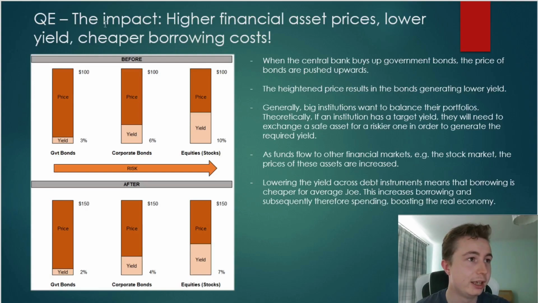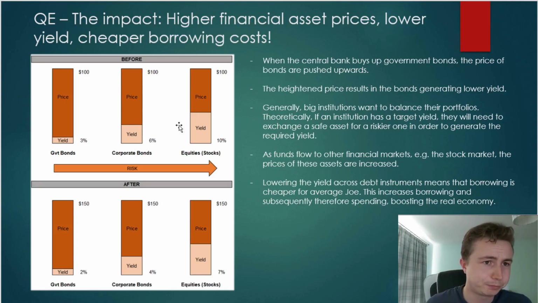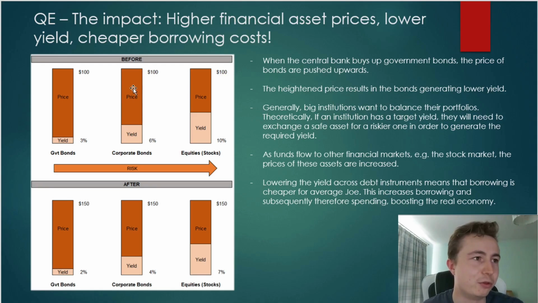So QE, the impact: higher financial asset prices, lower yield, cheaper borrowing costs. And that is a step-by-step domino effect as well, okay? So let's have a little look at this then. We've got this chart here, which is going to be very helpful. And again, what I think is helpful is looking at this before and after diagram.